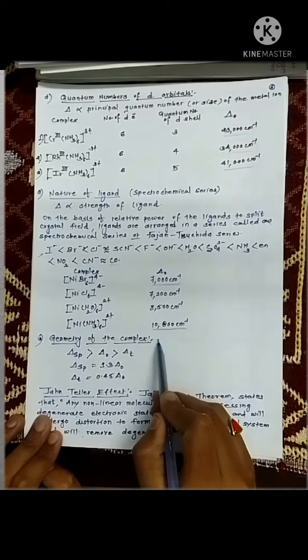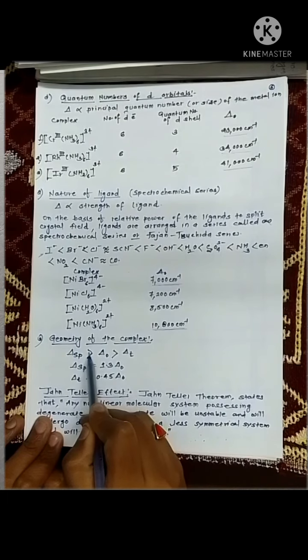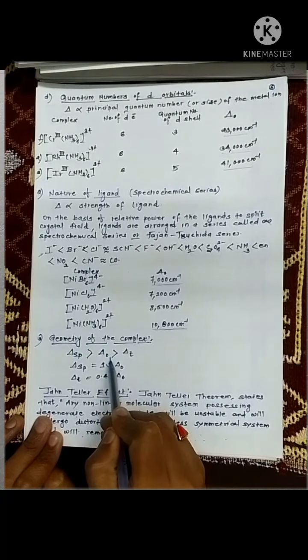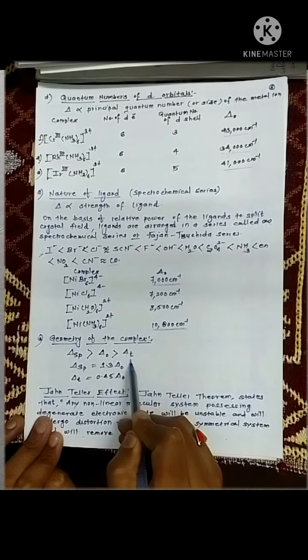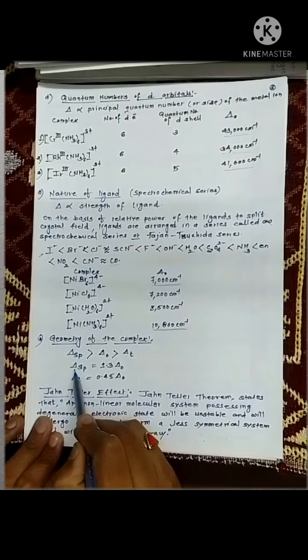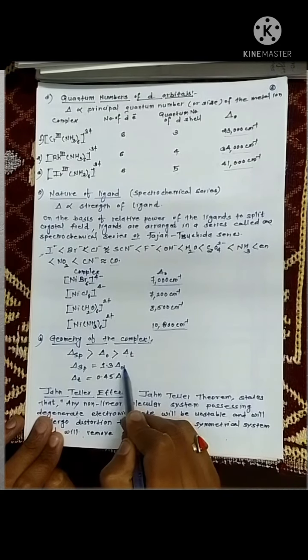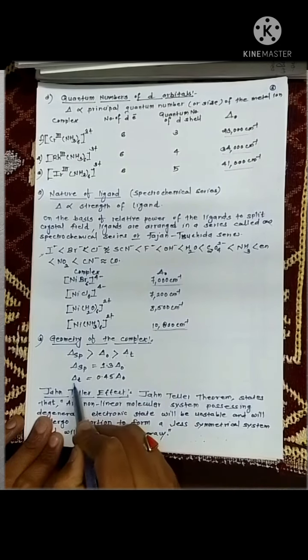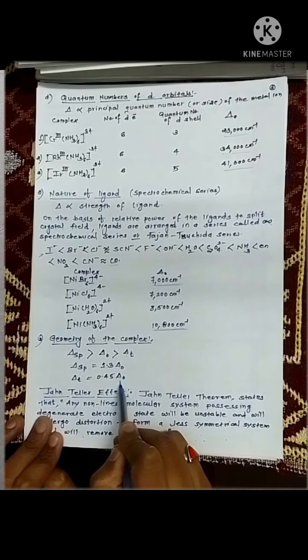Geometry of the complex also affects the CFSE value. CFSE for a square planar complex has a higher value than CFSE for an octahedral complex. Octahedral complexes have a higher CFSE value than tetrahedral complexes. The CFSE for square planar complexes is 1.3 times the CFSE of octahedral complexes, and the CFSE of tetrahedral complexes is nearly 0.45 times that of octahedral complexes.